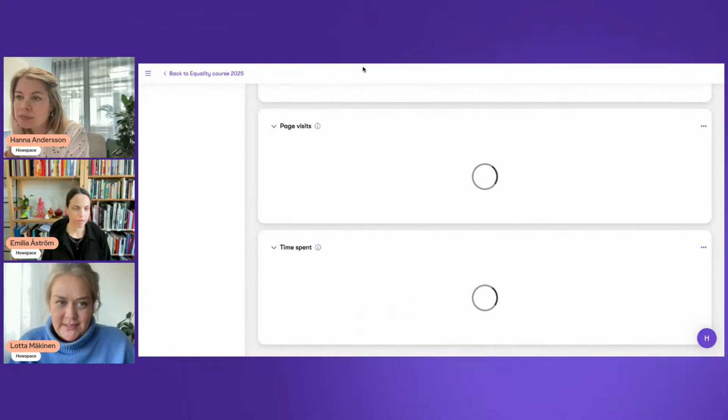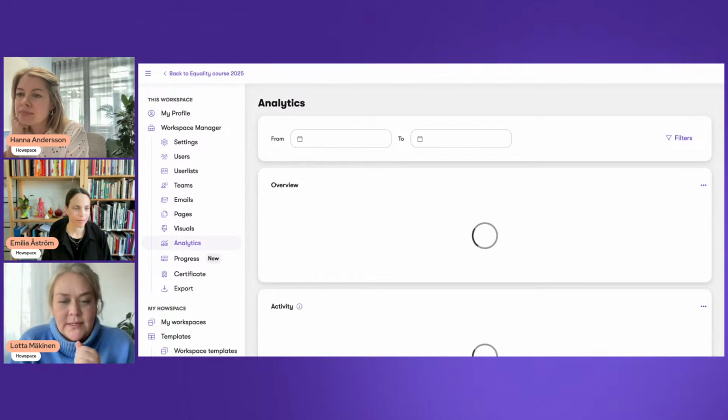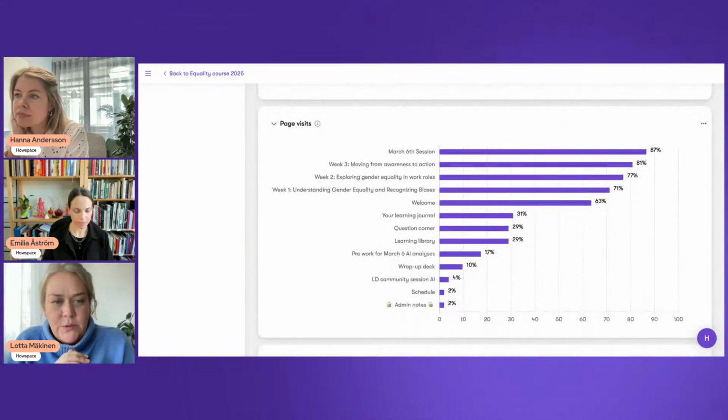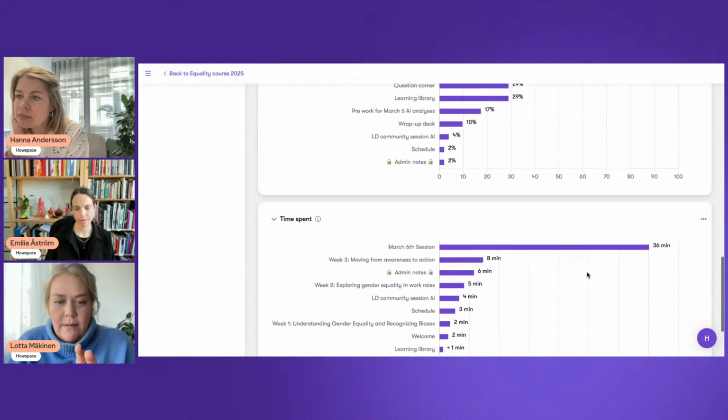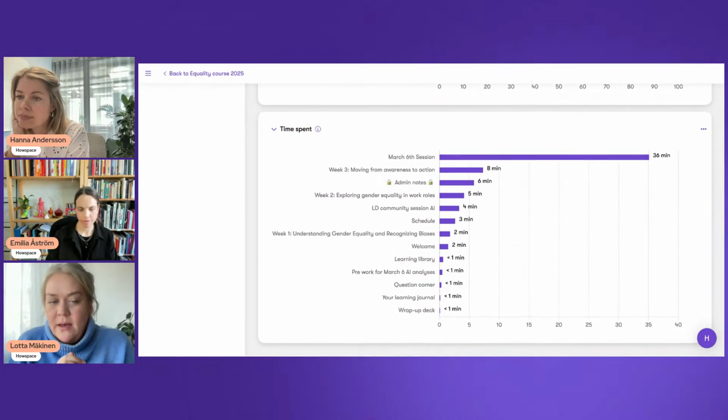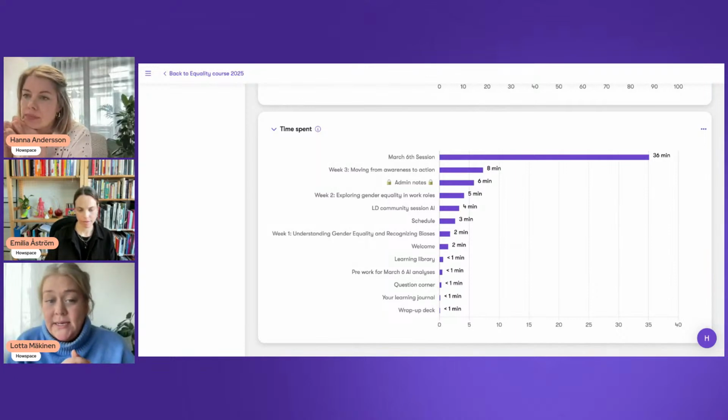Then also, this isn't reloading. Let's see if it's my internet. Okay, now the time frame changed quite a bit, but we can see how many people have visited each page, and then also how much time on average was spent on each page. So these are the kind of quick analytics you can get from here.